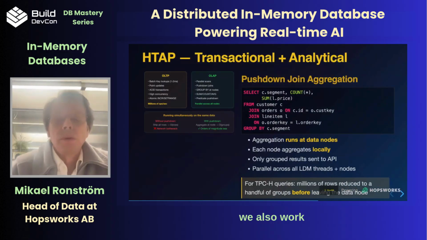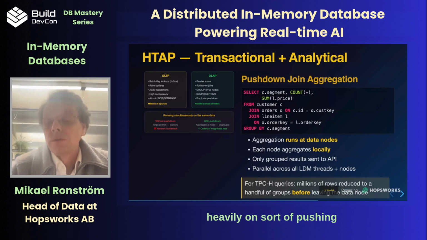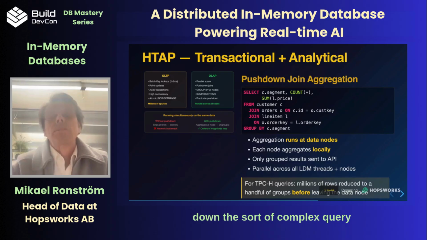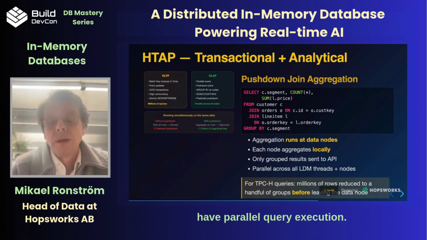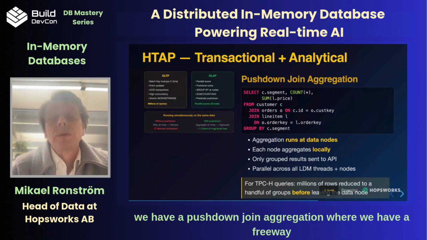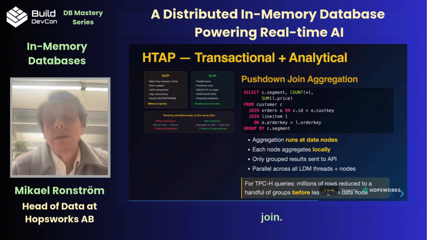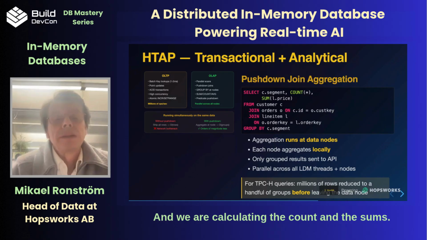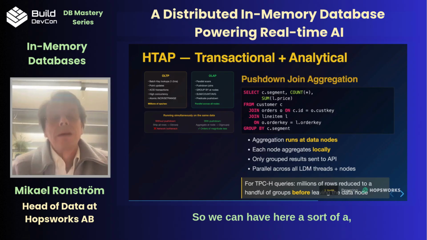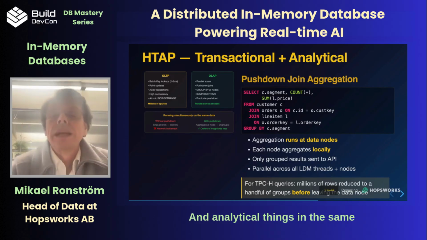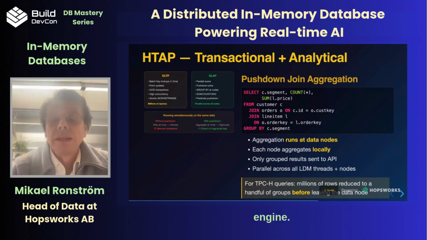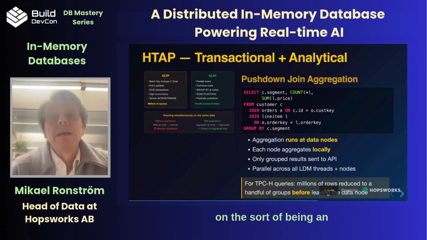And we also work heavily on pushing down complex query execution into the data node so that we can have parallel query execution. In this particular case, we have a push-down join aggregation where we have a three-way join, and we are calculating the count and the sums. So here it's a combination of key lookup and transactional and analytical things in the same engine. And obviously the focus is on being an online inferencing engine.